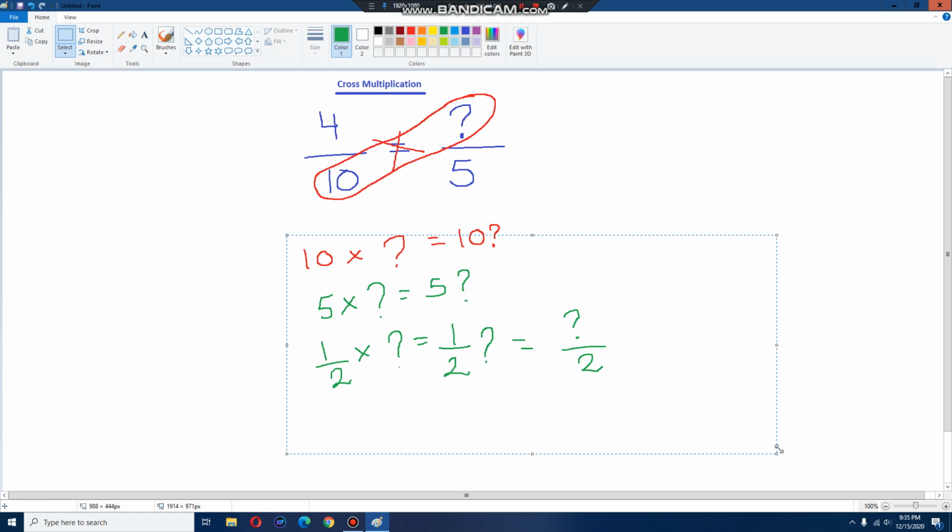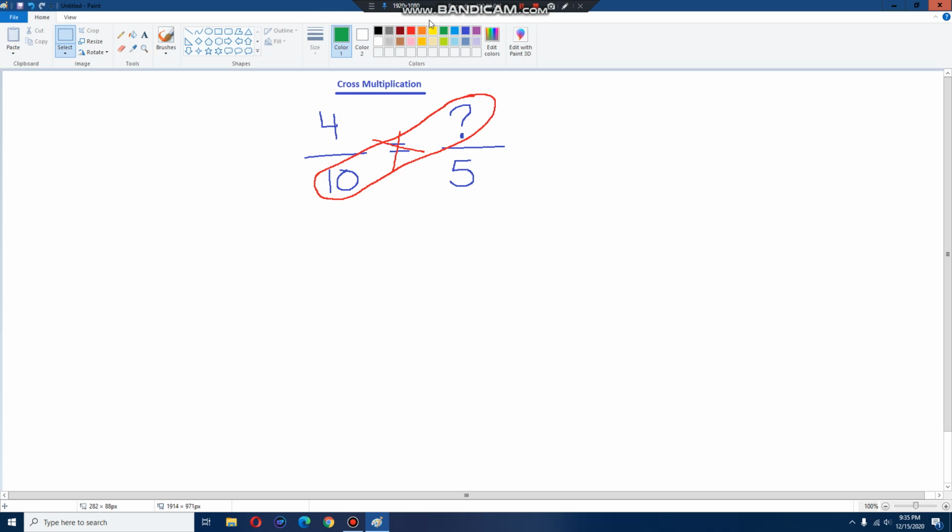So anyways, let me delete all this. So 10 times question mark is 10 question mark. And you put the equal sign. Now that this multiplication is done, let's multiply the other side. 5 times 4. And 5 times 4 is 20. Okay? Now, what do you have here is this. 10 multiplied by some number equals 20.